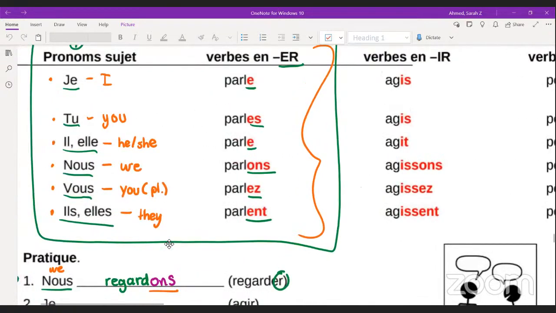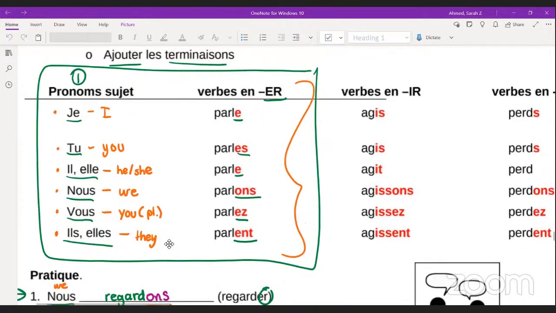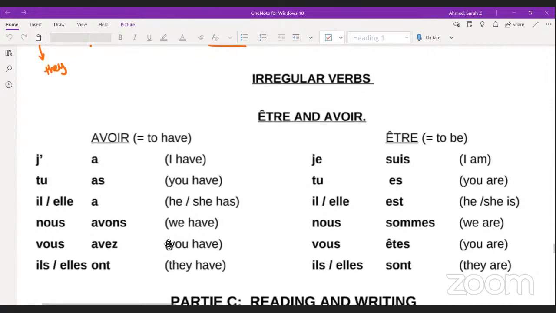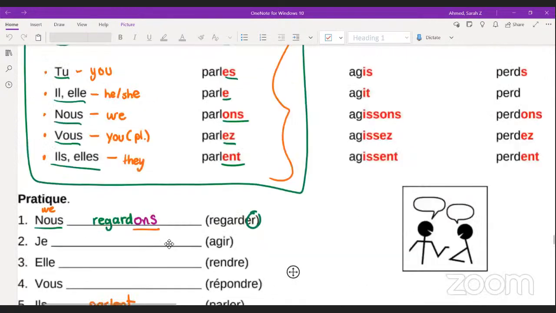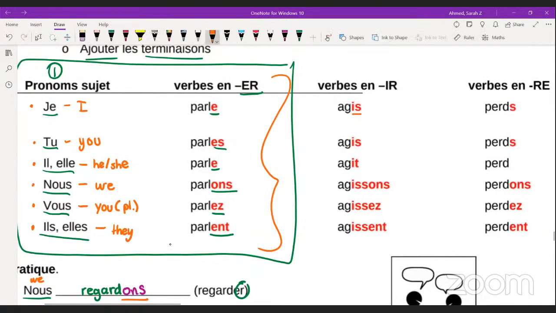These are all for regular verbs, right? But sometimes there are exceptions, which we will look at after, with irregular verbs. But right now for IR, je is IS. Tu is IS. Il, elle is IT.